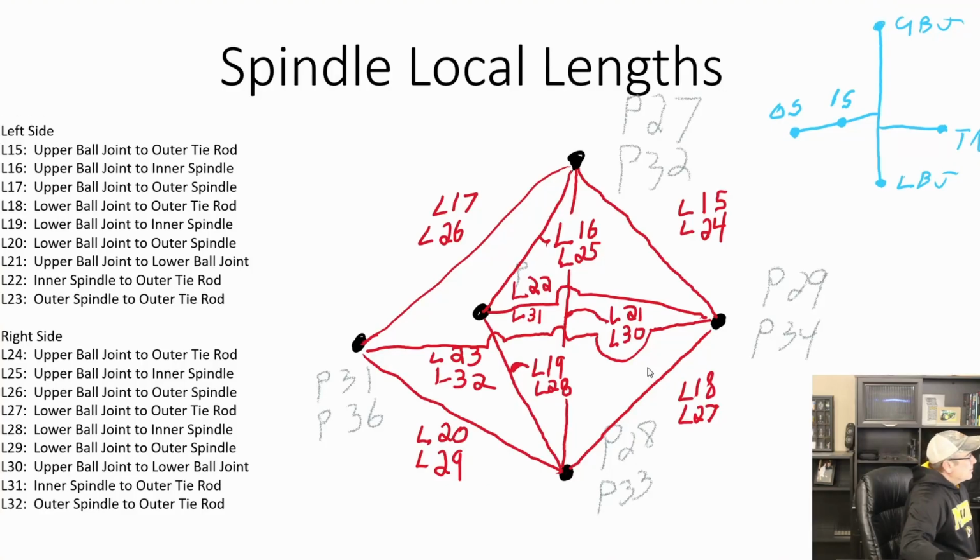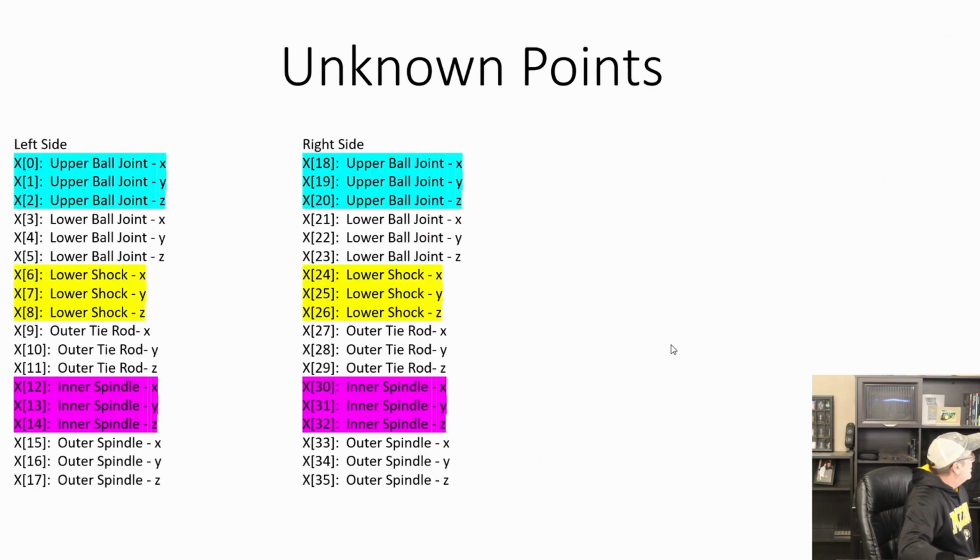Now, one thing we have to do is develop a vector of unknown quantities. So let's take a real quick look at that. If we come over here, let's take a look at the map of points that I've made for our unknown values. So what we are going to have is a 36 position vector of unknowns that we're going to solve for. And so what we've got here is the upper ball joint, lower shock, outer tie rod, inner spindle, and outer spindle. So those 5 points on the spindle plus the lower shock position are the points that we're going to solve for.